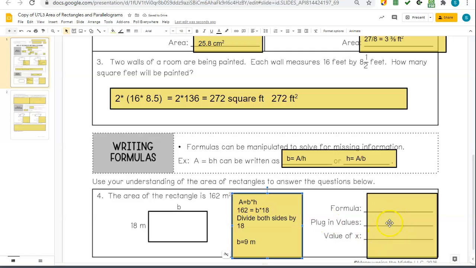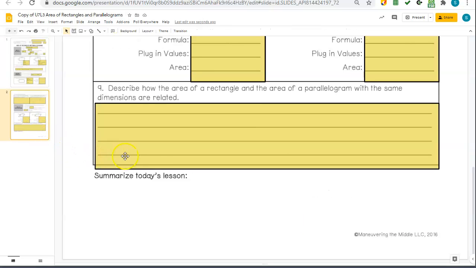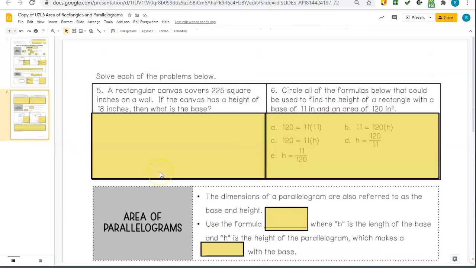Alright, now we had the work theoretically shown over here, but I just did it over here. Same thing. Alright. Cool. Go ahead and go on to page 2. Now, turns out we've got a couple of word problems here, so we're going to go ahead and try to solve those. A rectangular canvas covers 225 square inches of wall. The canvas has a height of 18 inches.